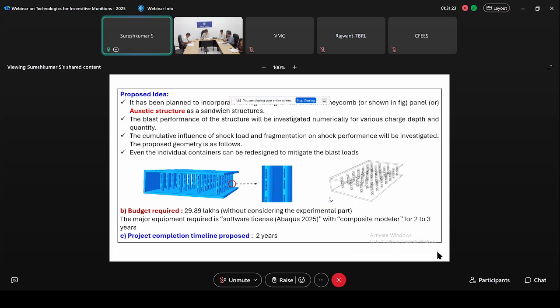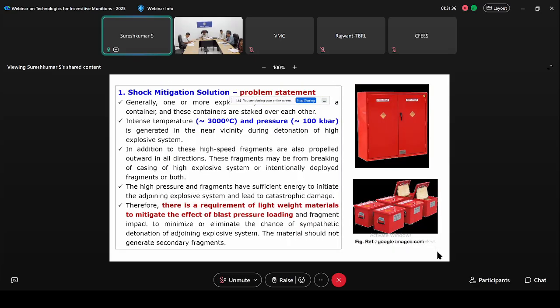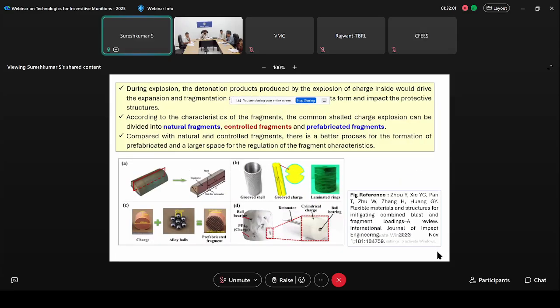The problem statement clearly mentions that we need to develop a novel material or container which will protect the explosive container. For example, the explosives are stored in a box. It needs to be protected, or if among nine boxes any one gets exploded, it should be prevented from transmitting to the other boxes as well. So using this new material, initially analysis will be done to understand its blast performance. A time versus peak force graph will also be plotted for the idea considered in the present investigation.